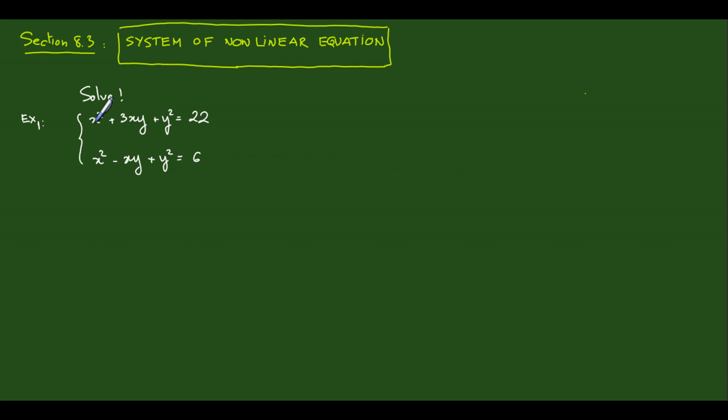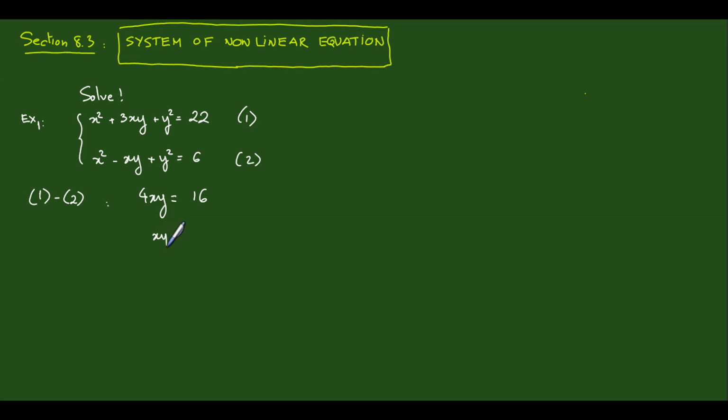You can recognize that the first equation contains x squared and y squared, and the second equation also contains x squared and y squared. So if I subtract the second equation from the first equation, I subtract 2 from 1, it means I take this minus this. The y squared minus y squared cancel out. 3xy minus xy gives you 4xy, equal to 22 minus 6, which gives you 16, I believe so. Yes.